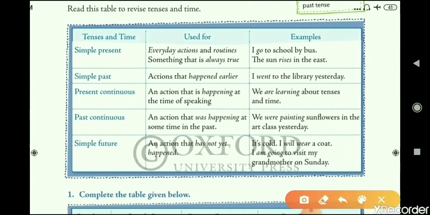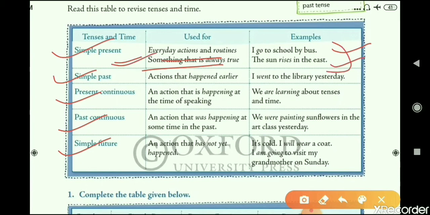Now tenses and time. How many types of tenses? Simple present, simple past, present continuous, past continuous, and simple future. And where do we use these tenses? Simple present is used for everyday actions and routines, something that is always true. For example, I go to school by bus. The sun rises in the east. So these are examples of simple present.